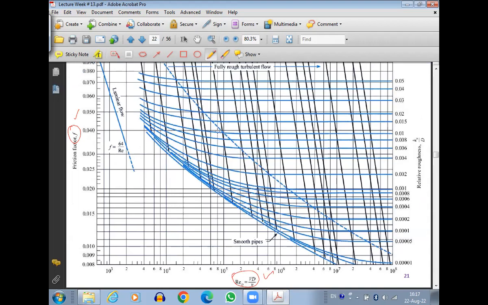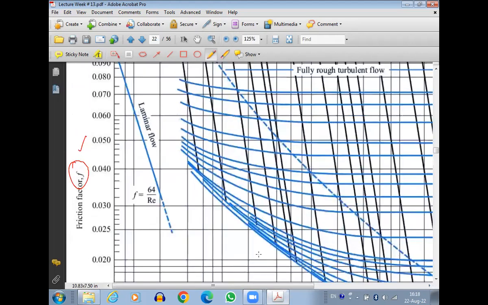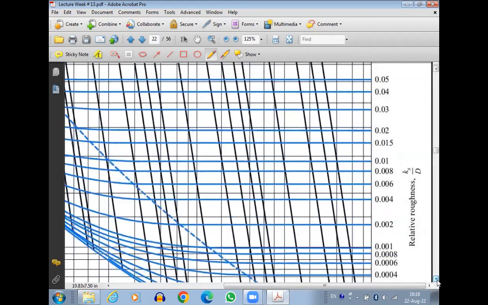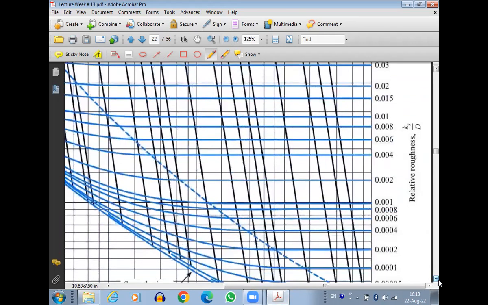What is there in the center? In the center, you have a lot of curves here, and these curves are basically for relative roughness. You see here? This is relative roughness. Relative roughness is Ks by D.